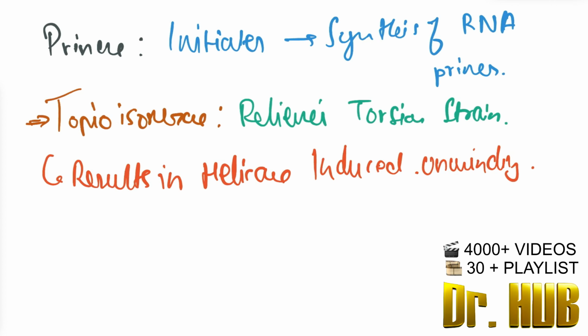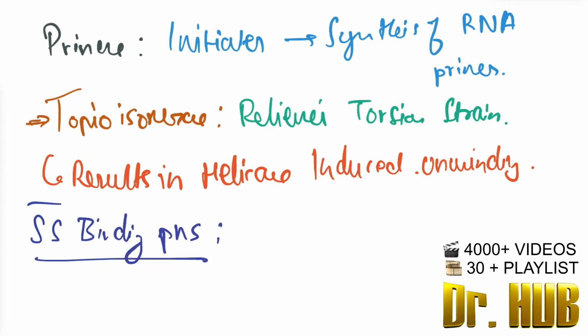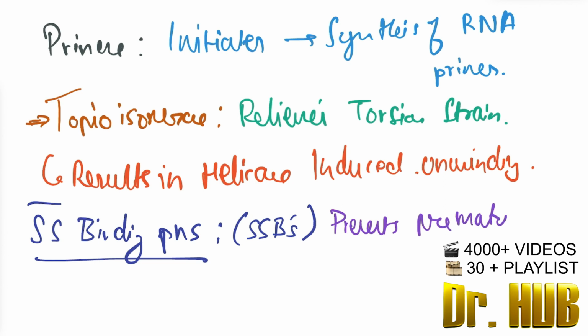Next we move on to the single strand binding proteins, in short known as SSBs. What this does is it prevents the premature reannealing of the dsDNA.